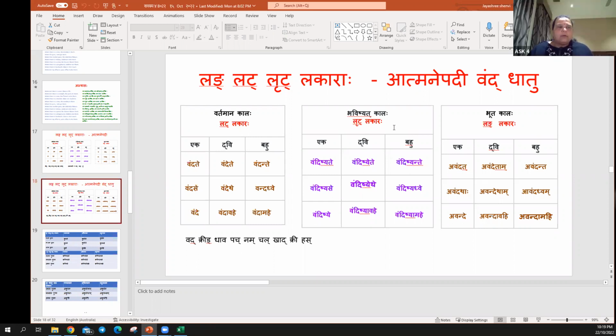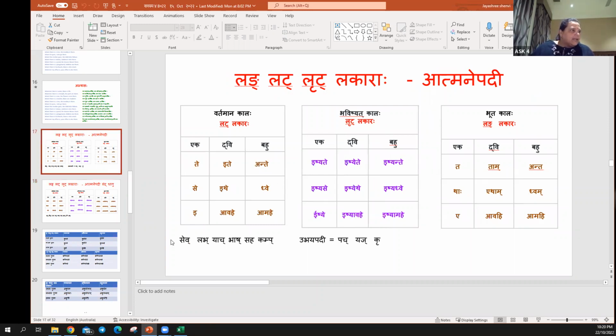The madhyama purusha dvivachana will be avandethaam. If you say avandetam, it becomes pratama purusha dvivachana. So vandetam, avandetam, then it also counts.